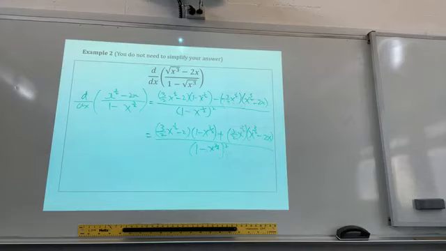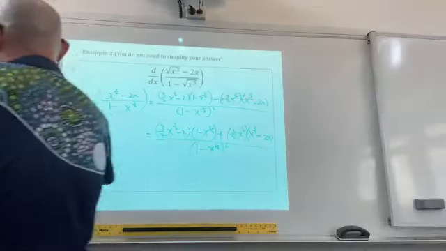Alright, let's move on. Happy with this? Because it says don't simplify. If you're happy with this, we'll move on to example 3.